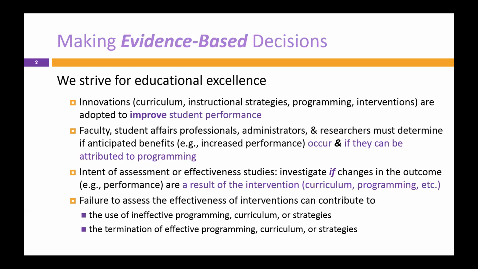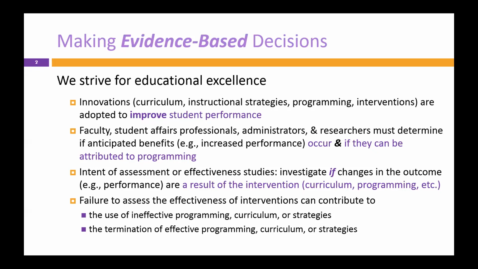And of course, we know that if we fail to engage in this process of outcomes assessment, then we could continue to implement an ineffective program or curriculum, and we don't want to do that for students. They usually get one shot at undergrad or graduate school, and we want to make sure our programming is effective. Also, if we don't evaluate the effectiveness of our programming and interventions, we could terminate a program that was actually effective. It may get cut. Had we had data to show that it was effective, we could advocate for it to remain in our academic or student affairs programming.